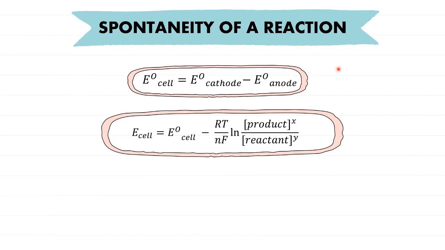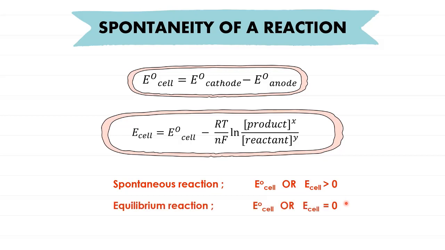Spontaneity of reactions can be determined from both E naught cell and E cell value. As spontaneous reactions are reactions that favor the formations of products at the conditions under which the reactions is occurring, E naught cell or E cell value is expected to be greater than 0. Reactions at equilibrium are a benchmark where both reactants and products are equal, so value of E naught cell or E cell should be 0. While for non-spontaneous reactions, it is the opposite to spontaneous reactions, where the reactions does not favor the formations of products at the given sets of conditions. Therefore, E naught cell or E cell value should be less than 0.